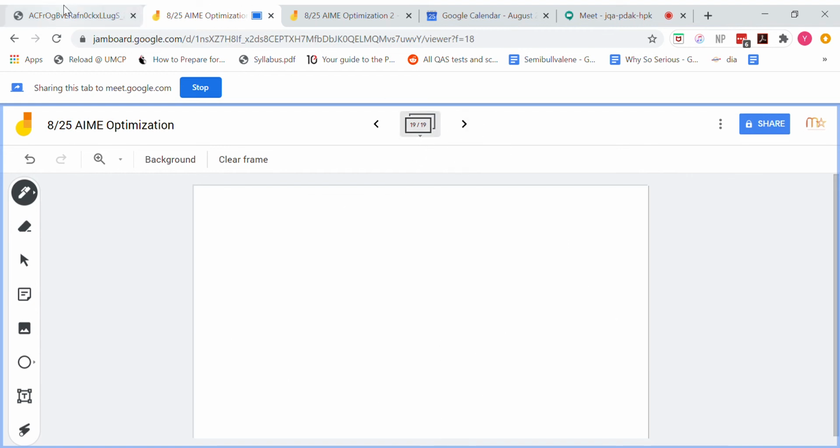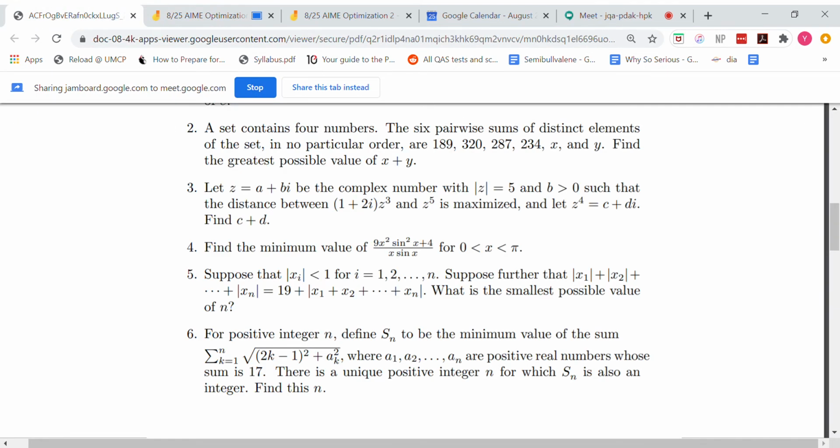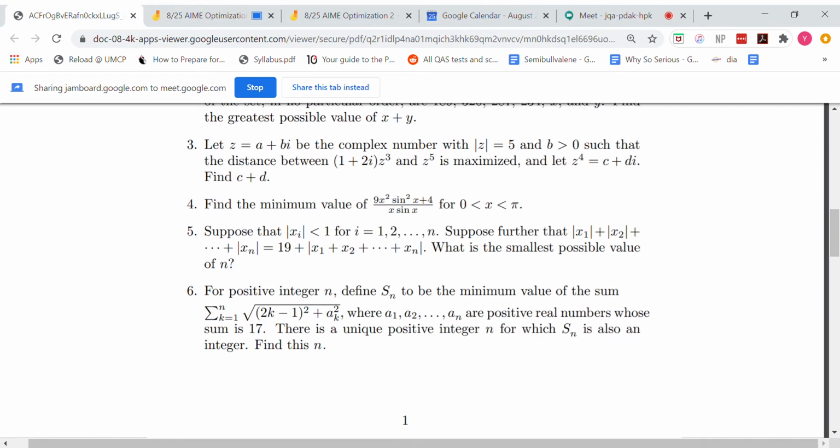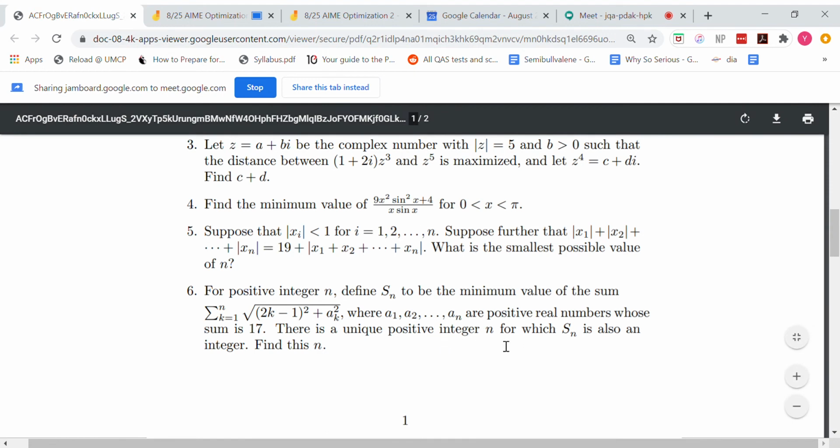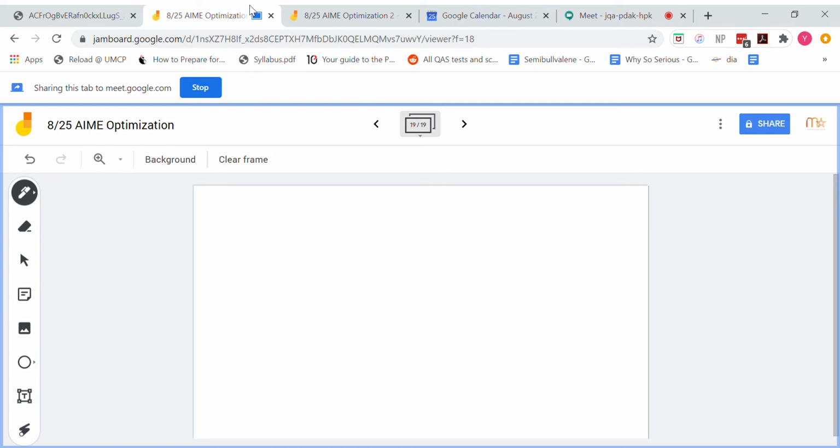Okay. So now, let us move on to problem 6. For each integer n, define s of n to be the minimum value of this sum, where a1 through an are positive real numbers whose sum is 17. There's a unique integer n for which s of n is also an integer. Find this n.